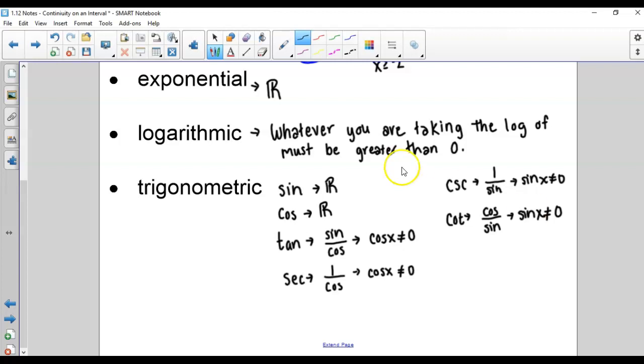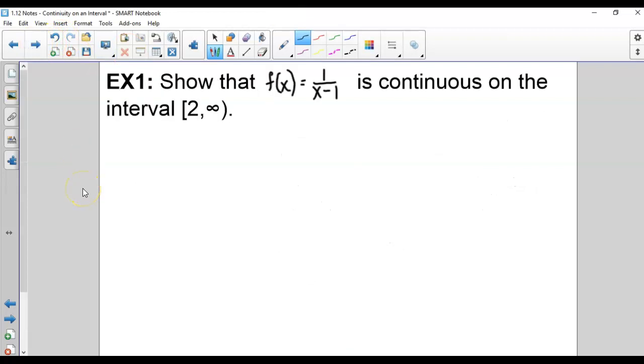Okay, so let's look at what some problems are going to look like for this. Example 1 says, show that f of x equals 1 over x minus 1 is continuous on the interval from -2 to infinity. So, for this particular function, we have a rational function. Rational functions are continuous on their entire domain.